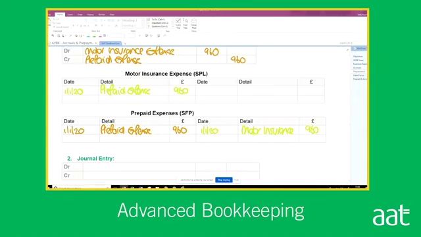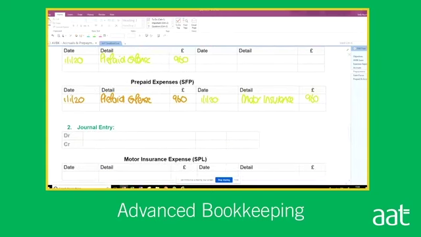It's gone, it's disappeared. So the second journal we need to do here is we need to account for the bill on the 1st of July. So I'm going to debit the motor insurance expense.